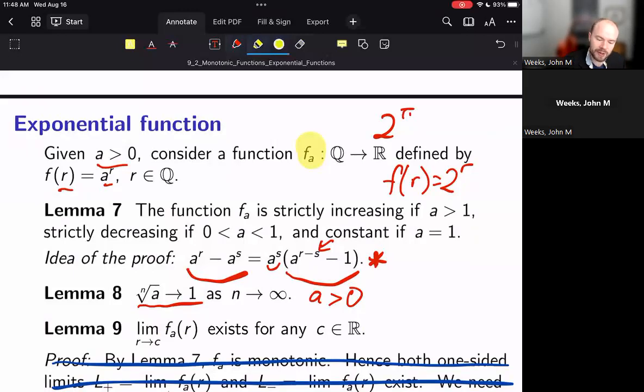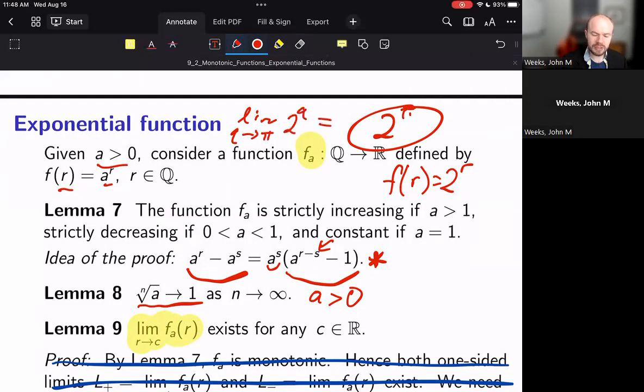And our goal here is going to be to show that this value is exactly what we're going to define 2 to the pi to be, for example. It's going to be the limit, as we take a look at rational numbers approaching pi, of 2 to the r. But in order to do that, we need to show that this limit exists. That is, regardless of what type of sequence of rational numbers I'm using to approach pi, whether it's increasing, decreasing, or some of both, I want to show that that limit exists.